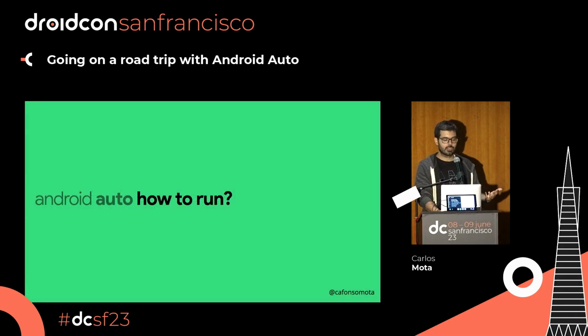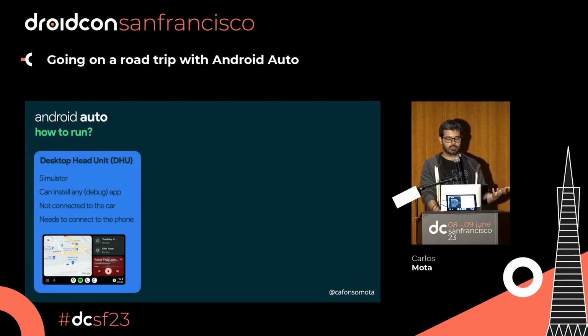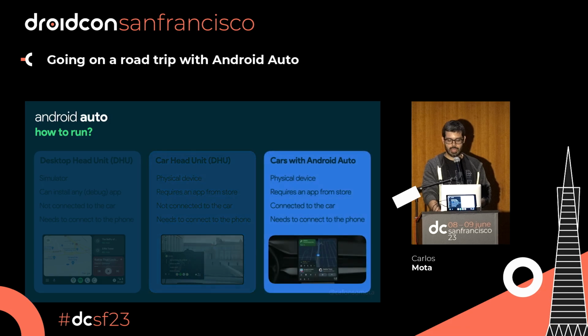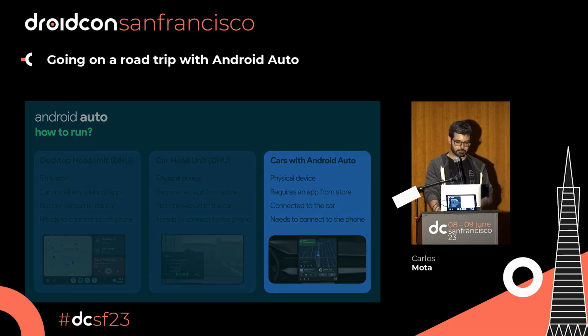So how to run this? You can run it, of course, on the emulator, the Desktop Head Unit. You just need to install it, available on Android Studio. You can find something like this, the car head unit that you can buy, or you can test directly on the car. Cars that already have Android Auto built in.